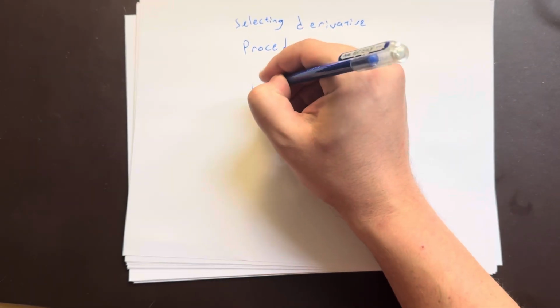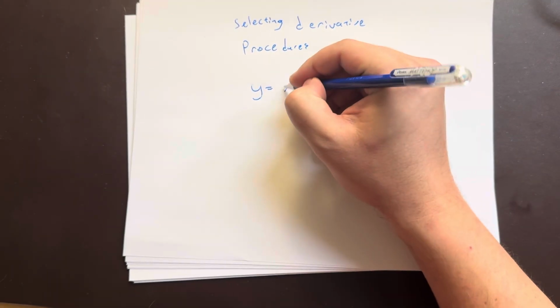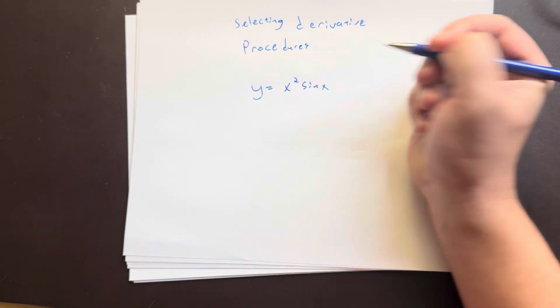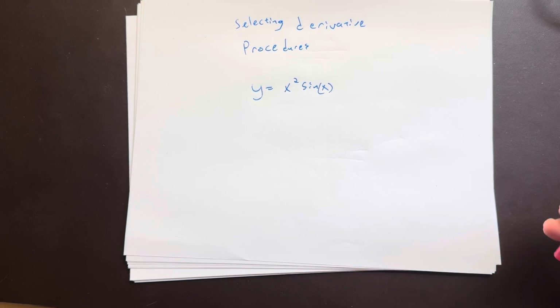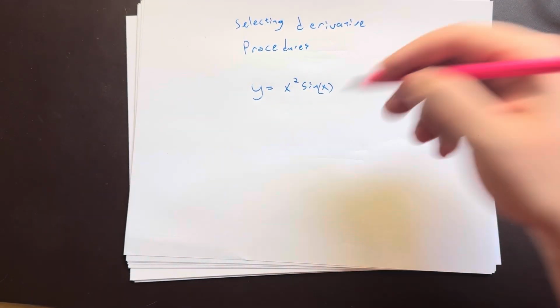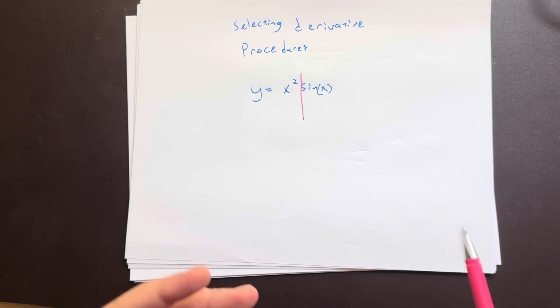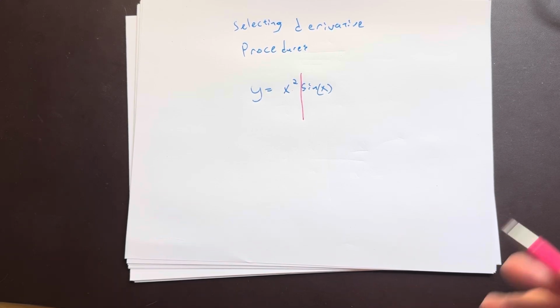Now, let's do a very basic example to start. y equals x squared sine x. I call this a basic example because, very clearly, it is x squared times sine x. If we draw a line like that, we can see that this is a product. Don't forget a product is a multiplication. In a multiplication, this is a basic product rule problem.